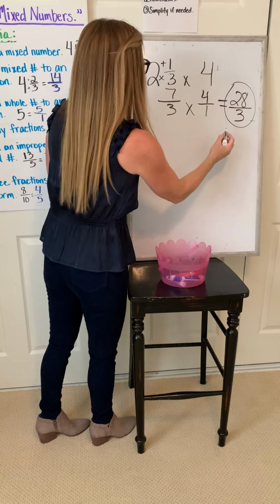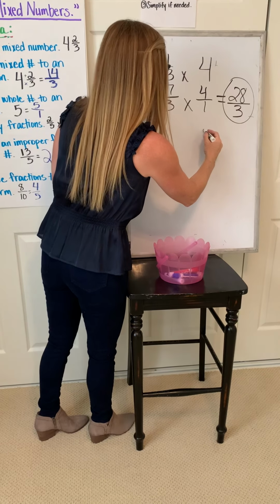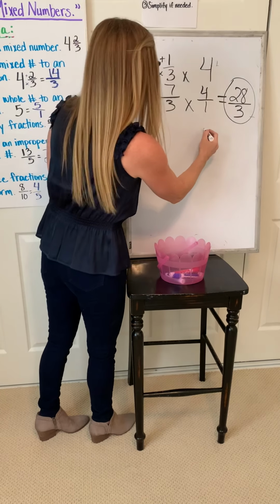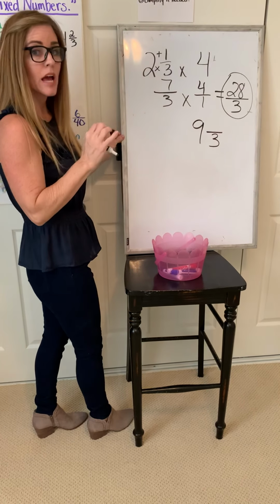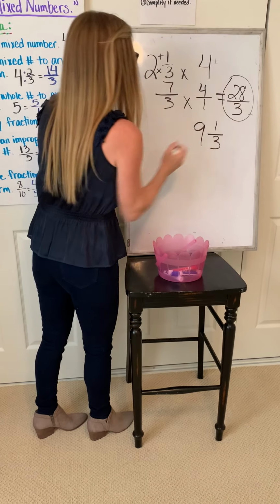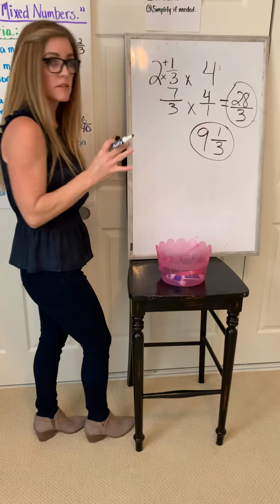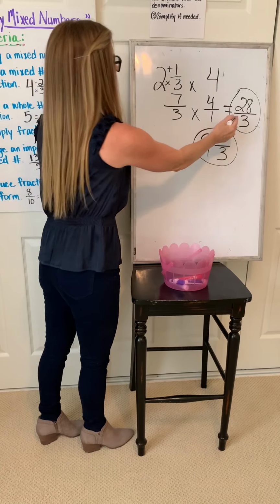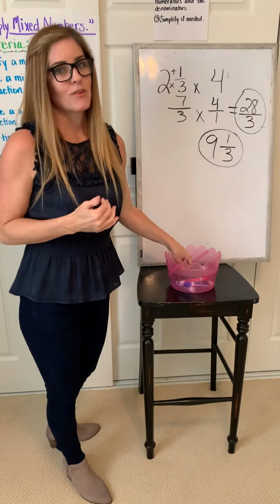So 3 would go into 28 about how many whole times? It would go in 7, 8, 9 whole times. Our denominator stays the same. 9 times 3 is 27, so that would give me 1 left over. So maybe you can take your improper and get back to a mixed. If not, again, don't worry. I want you to get here. All right? Take a deep breath. I know it's a lot of steps.